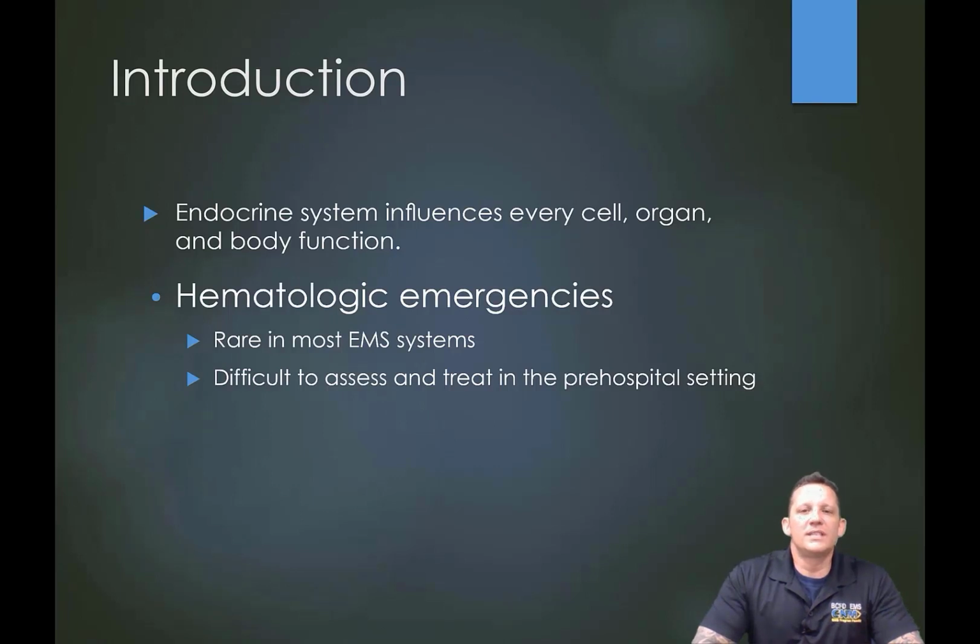So the endocrine system influences every cell, every organ, and every body function. In regards to hematologic emergencies, it's again pretty rare, and I would say it's probably more rare in the fact that we're unable to actually identify this particular emergency. Those who know that they have clotting disorders or that are on medications that prevent them from clotting are generally able to tell you, or will have the medication nearby so that you can figure this out. Sickle cell tends to only run in a certain patient population, and other hematologic emergencies are significantly even more rare than that.